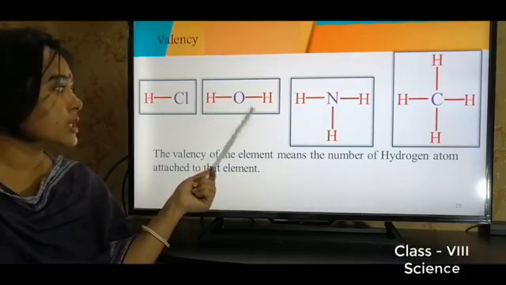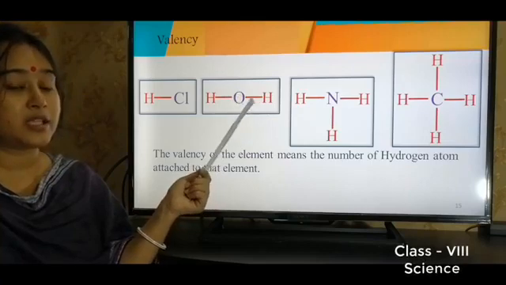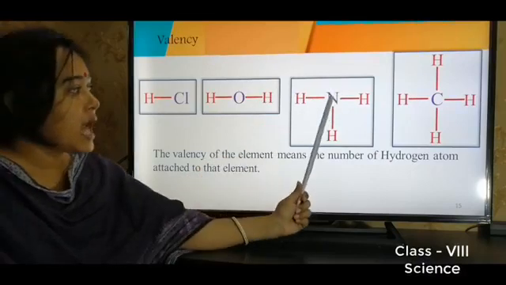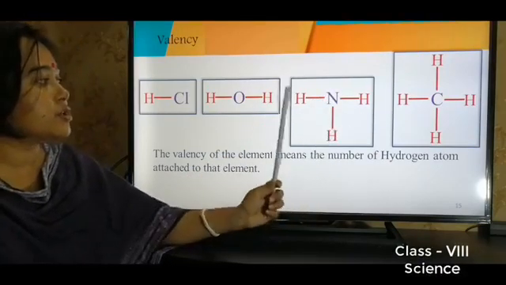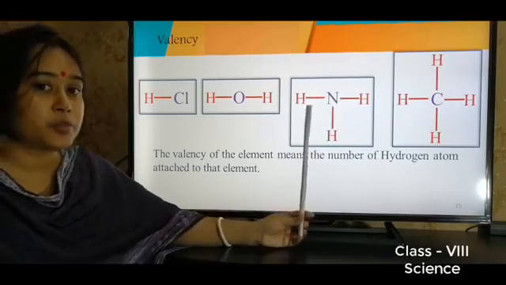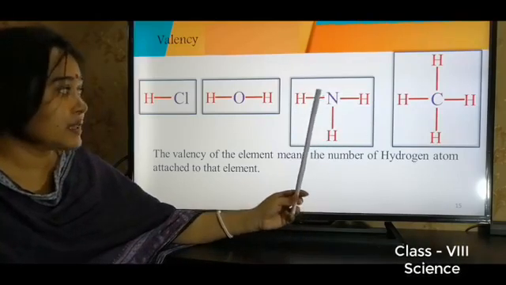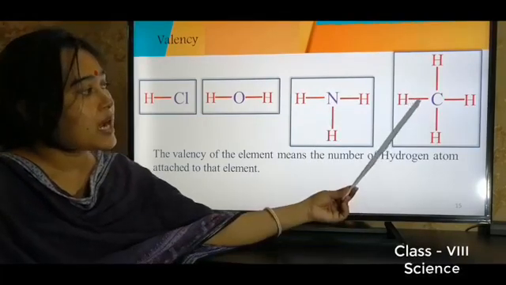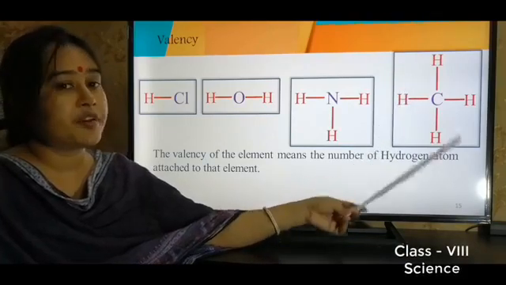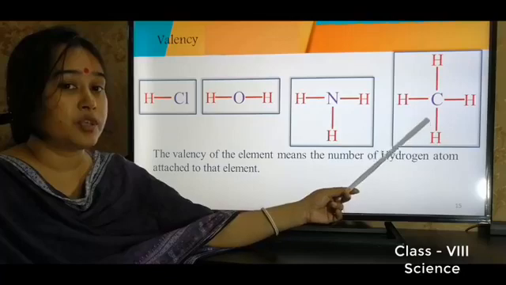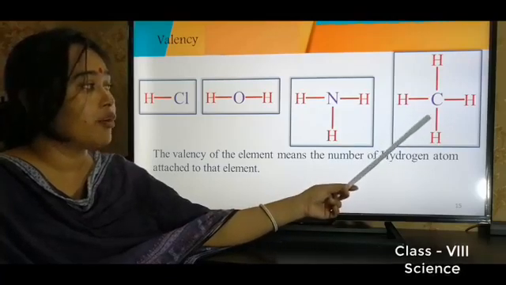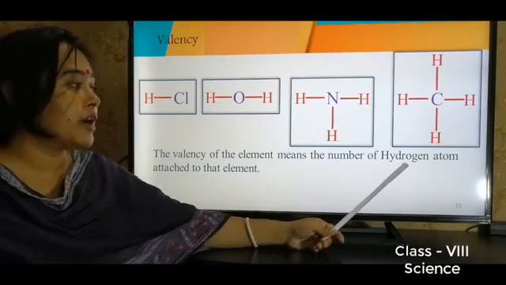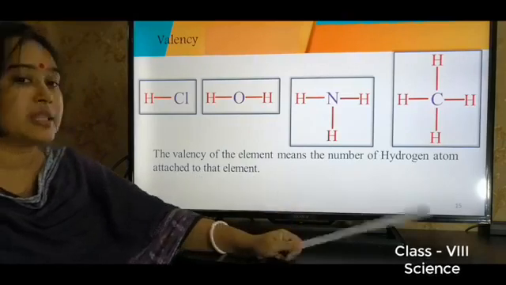Here oxygen is holding 2 hydrogen atoms with its 2 hands. Valency of oxygen is 2. Here you can see nitrogen is holding 3 different hydrogen atoms with its 3 hands. That's why the valency of nitrogen is 3. Here you can see methane, carbon is holding 4 different hydrogen atoms with its 4 different hands. That's why the valency of carbon is 4. The valency of the elements means the number of hydrogen atoms attached to that element.